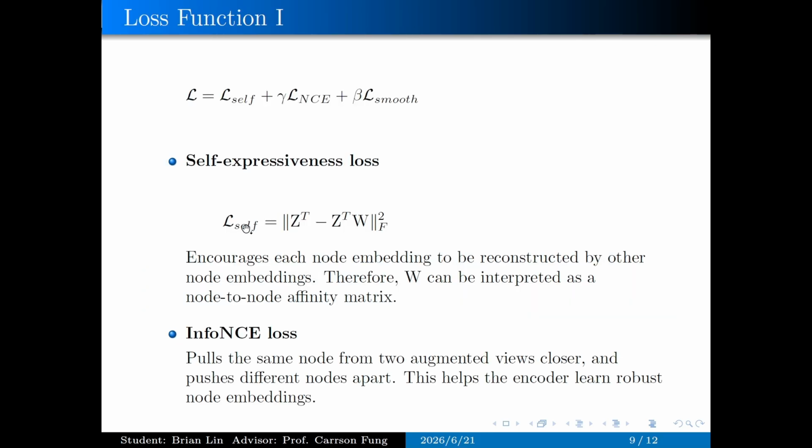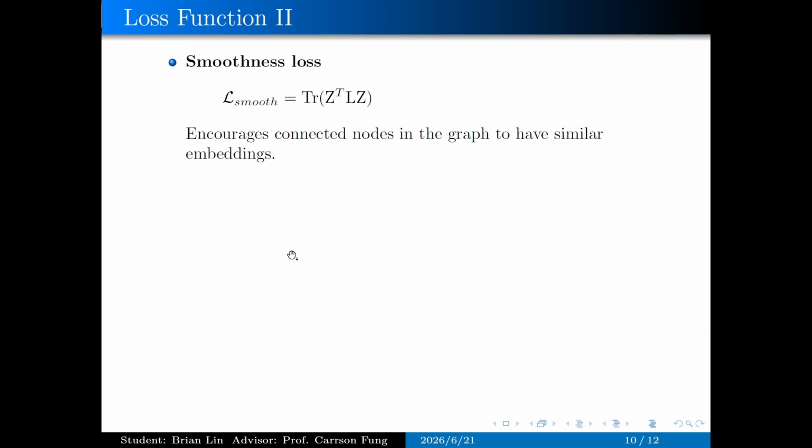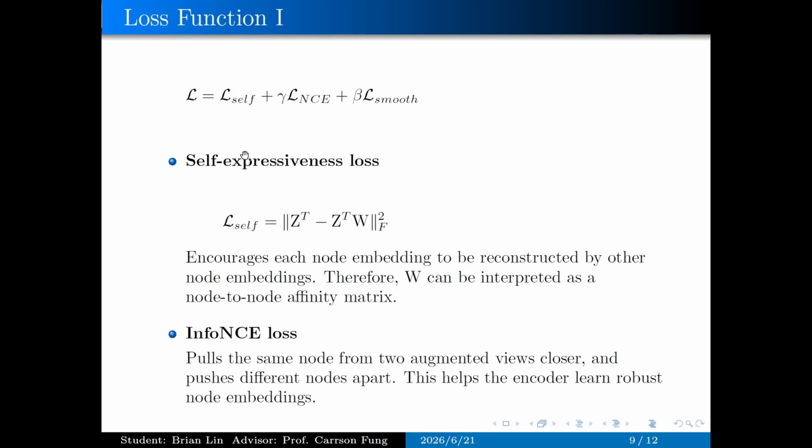And finally, we come to the loss function. We have three terms. The first term is the self-expressive loss, the second term is the InfoNCE loss, which is a contrastive loss, and the third term is the global smoothness loss, which is on the next slide. The self-expressiveness loss was just mentioned before, and it has this kind of format.